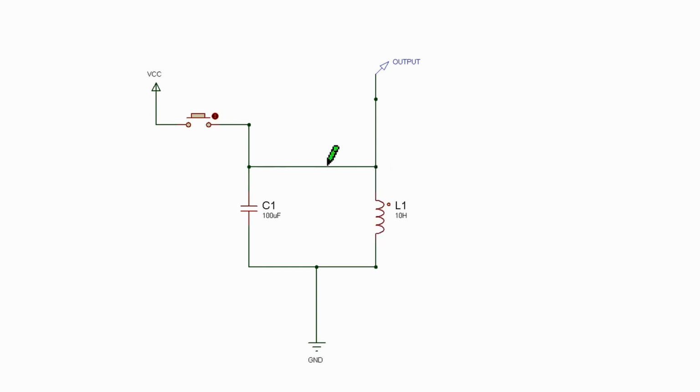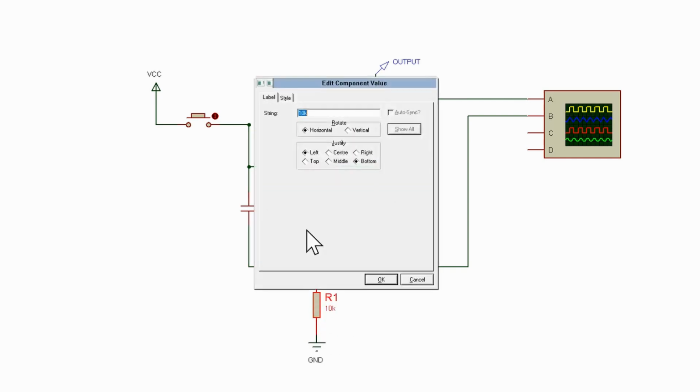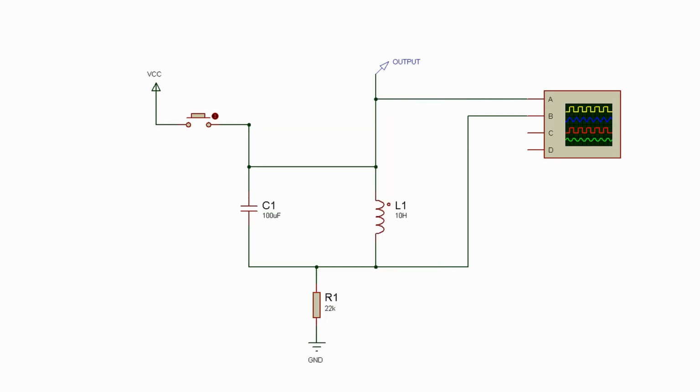The magnetic field collapses and produces back EMF or a reverse voltage, which in turn charges the capacitor. This then flows back and forth. By adding a virtual oscilloscope, we can see the oscillation taking place. Here I connect channel A to the top of the inductor, channel B to the bottom, and I'm actually going to take this ground connection out here and pull a resistor in to an arbitrary 22K.